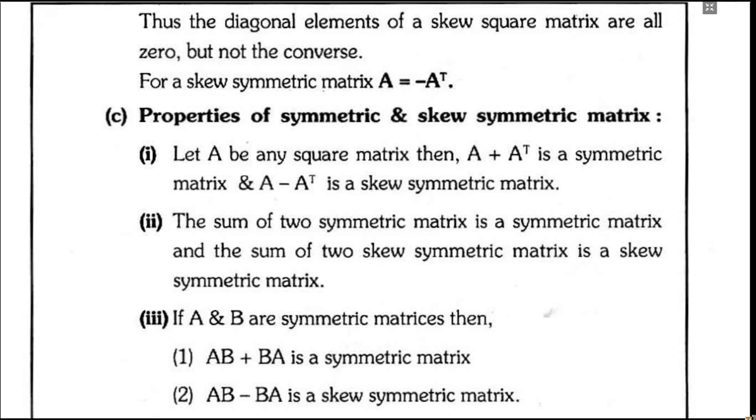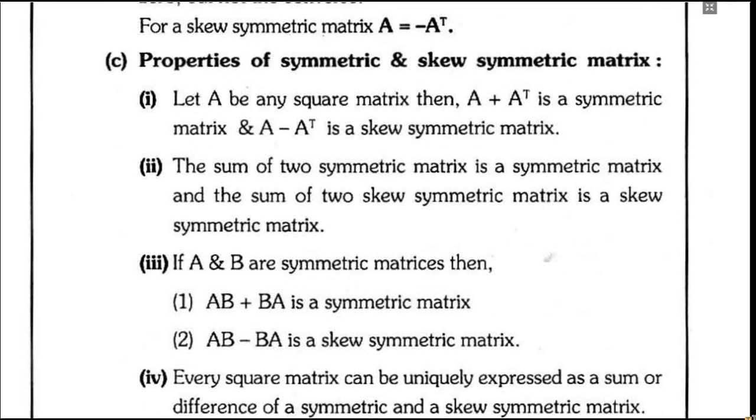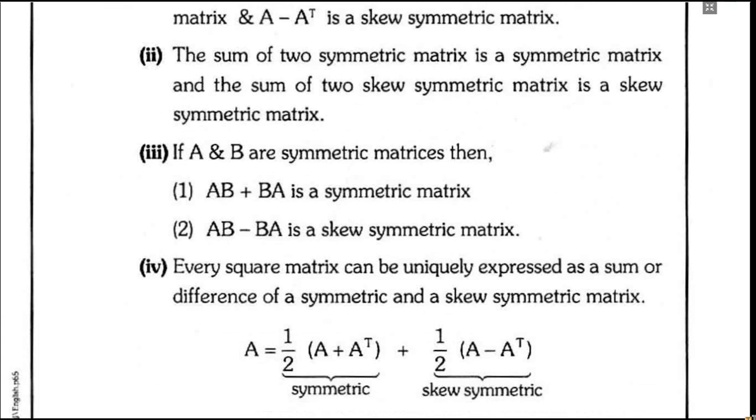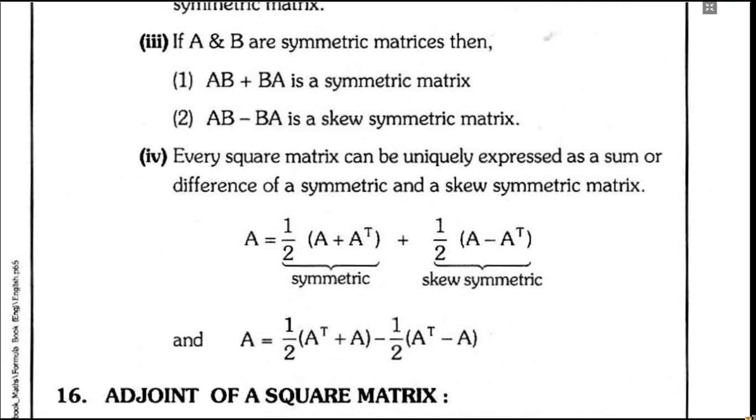Properties of symmetric and skew symmetric matrices. Let A be any square matrix, then A plus A transpose is a symmetric matrix and A minus A transpose is a skew symmetric matrix. The sum of two symmetric matrices is a symmetric matrix and the sum of two skew symmetric matrices is a skew symmetric matrix. If A and B are symmetric matrices, then AB plus BA is a symmetric matrix and AB minus BA is a skew symmetric matrix.